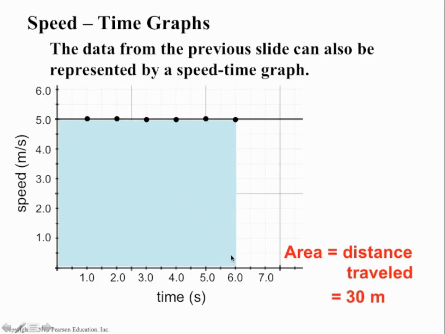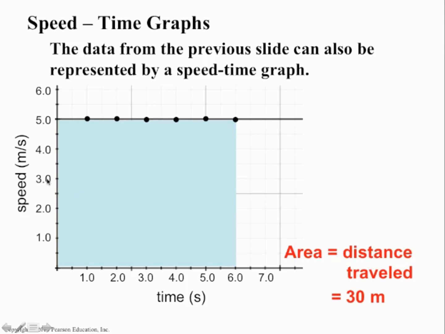Okay, so I'm circling now with a mouse arrow the 6 seconds, and I'm circling now with a mouse arrow the 5 meters per second. Well, the area of a rectangle is length times width, and so the length is 6 seconds, and the width, or the height, is 5 meters per second. 6 seconds times 5 meters per second is 30 meters. Okay, write that in your notes. 6 seconds times 5 meters per second is 30 meters, and that's because the seconds cancel.